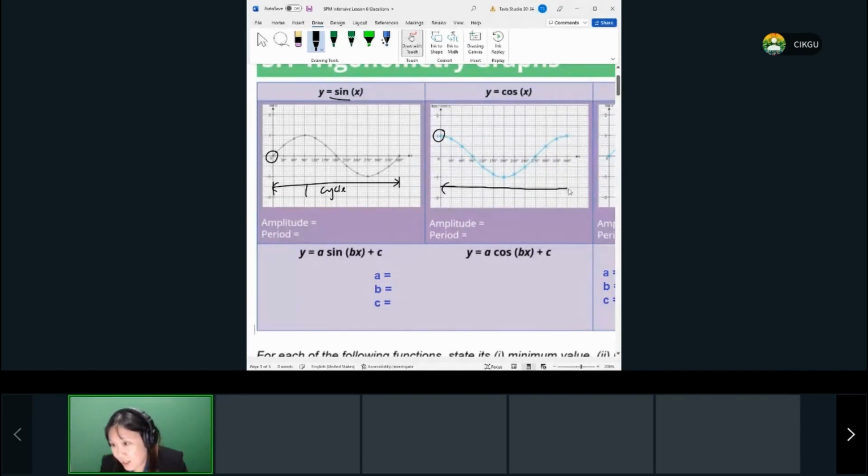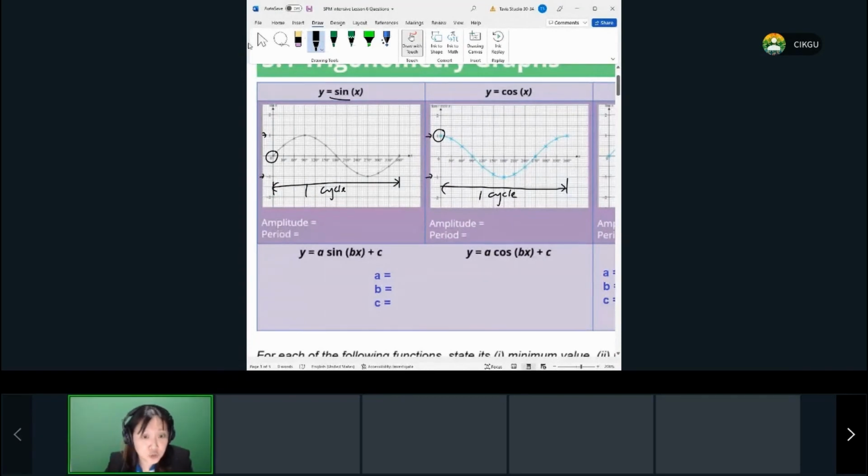This is supposed to be your notes. I purposely took a snapshot of one cycle for you. As you can see, the maximum and the minimum for both graphs are 1 and -1. Maximum is 1, minimum is -1. They like to ask what is the amplitude and what is the period.